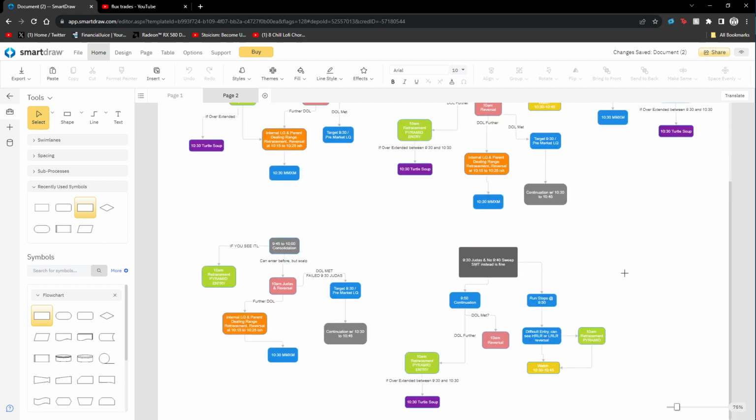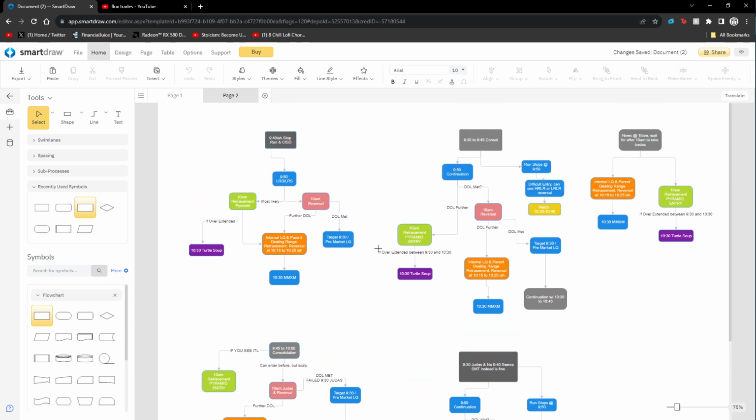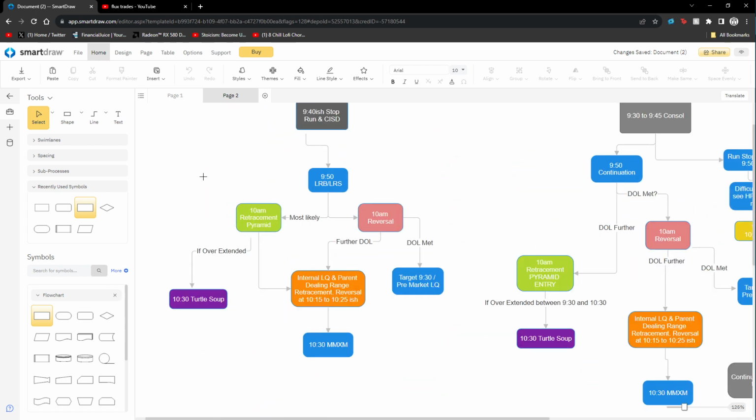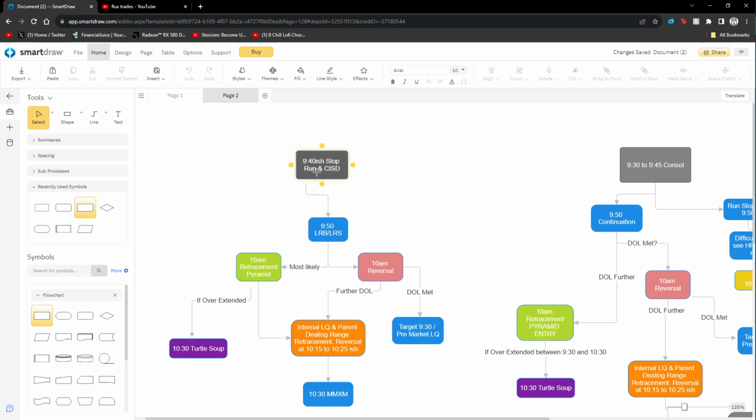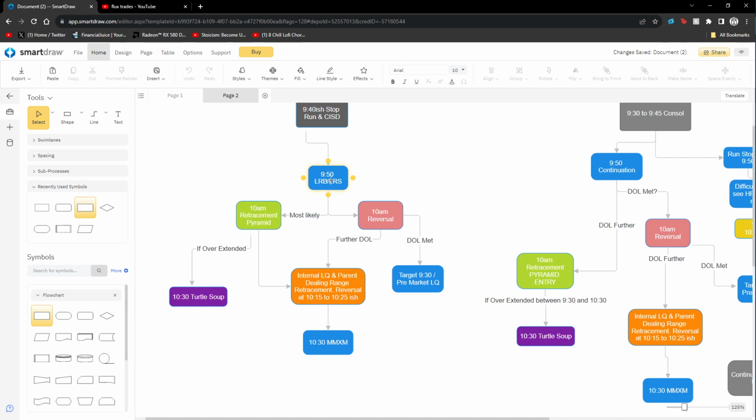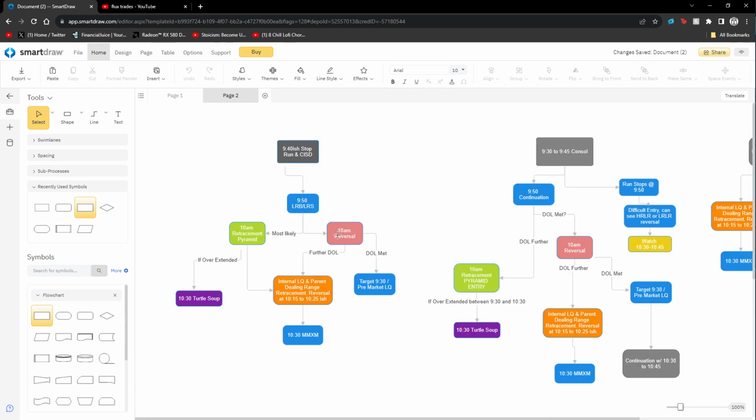This is based post 940. So each of these has different sections, right? If you have a 940 run on stops, that's your B classification. And then you have your low risk buy, low risk sell at 950, most likely retracement at 10 a.m. And then depending on that, you get your 1030 framework. If you see overextended, 1030 turtle soup is estimated. And if you have internal range liquidity and a retracement, then you can see your 1030 market maker framework. So this applies to basically everything.